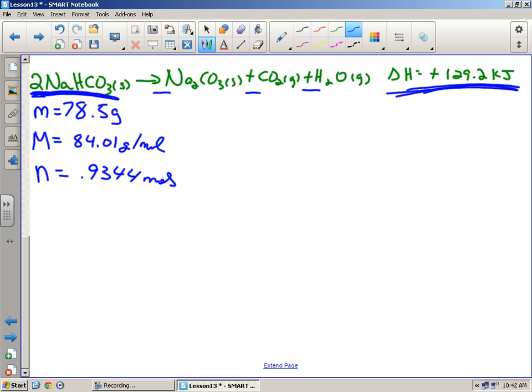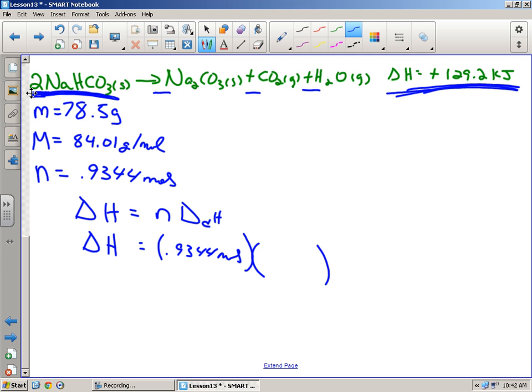2 moles requires 129.2. Well, okay, you can do a formula for this if you want. So delta H equals n delta H. Well, this is decomposition, so if you want to put a delta H there, or if you want to put n delta rH, it doesn't really matter. But look, how much energy is involved if I take 0.9344 moles times it by the molar enthalpy? In other words, if I'm breaking down 2, it's 129.2.